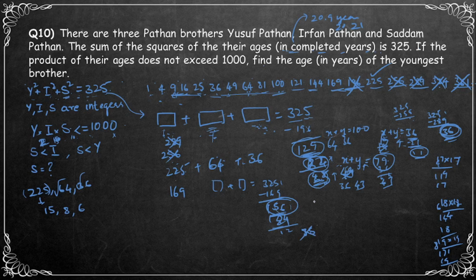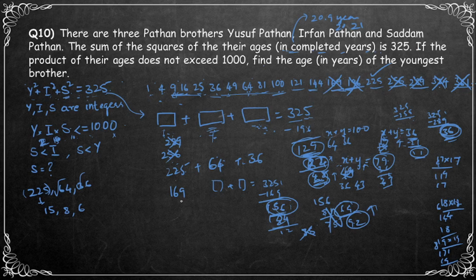If I take 81 out of 156, I should have 75, which is not a possibility. So if I take 64 out of that, I should have 92. That is also not a possibility. Now, since this y has crossed x, we can stop our search there. So 169 is not a possibility.